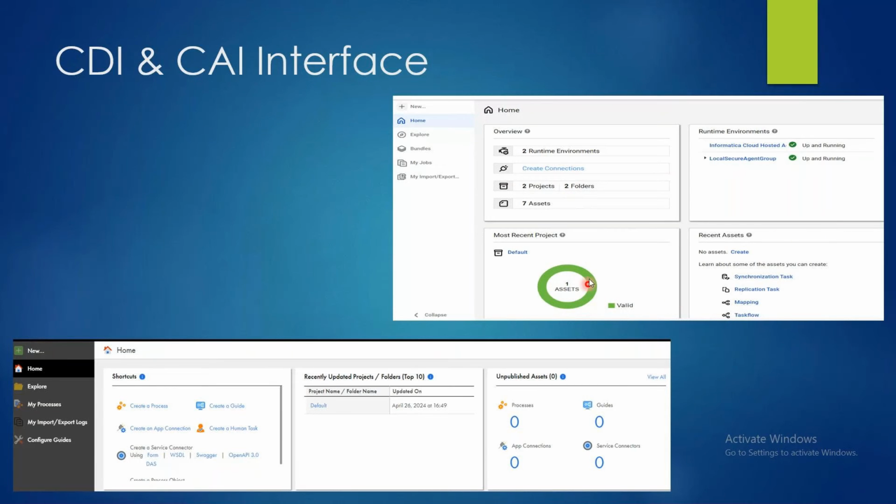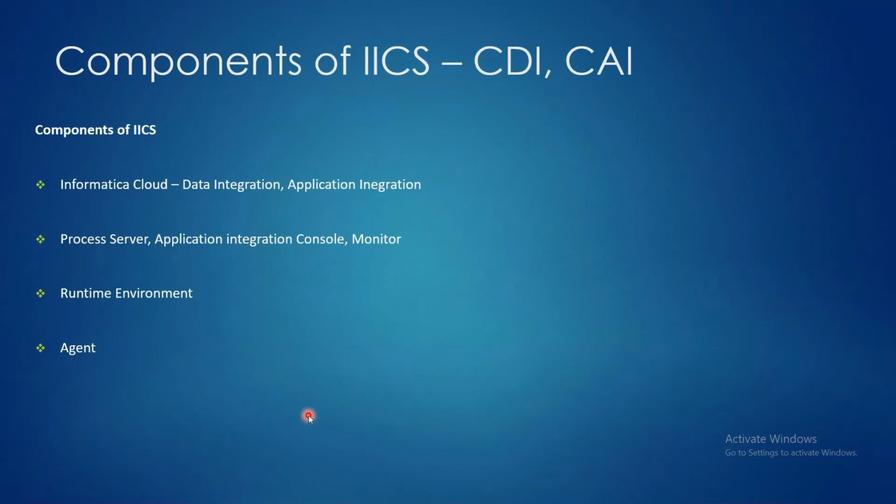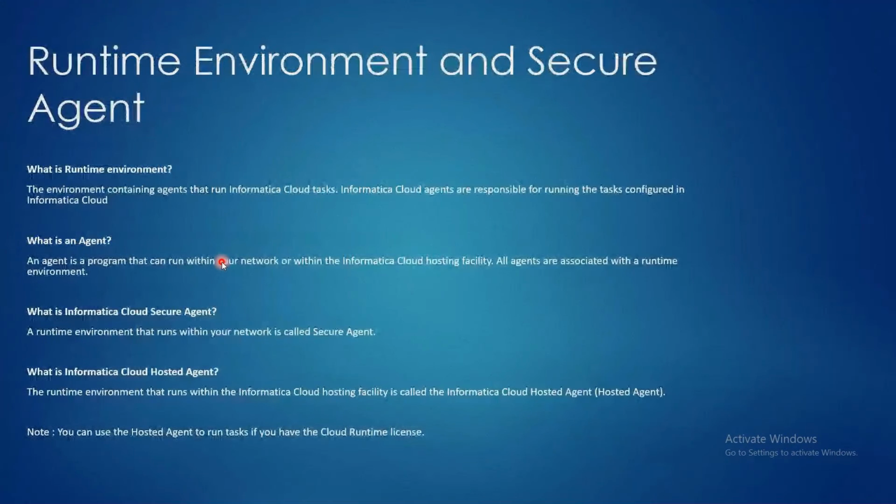They are typically called assets. And you have your cloud application integration interface, where you have your processes, guides, app connections, and all that, right? And the components, like I just told you about the different components: data integration, application integration, process server, app integration console, monitor. We'll see all this, runtime environment and agent. So we need to understand what is a runtime environment and a secure agent. What is the difference here?